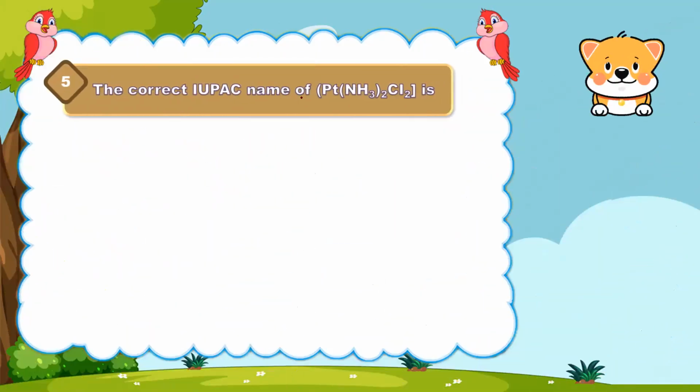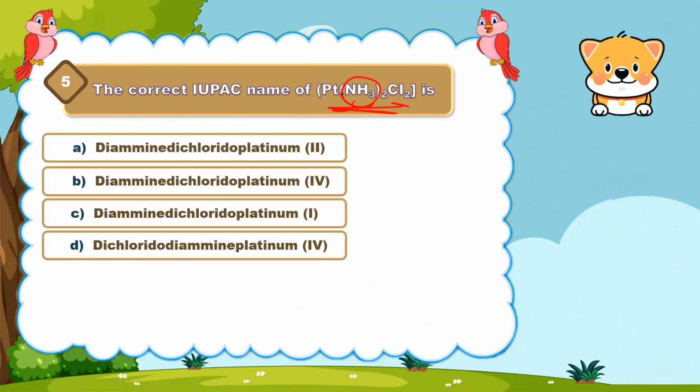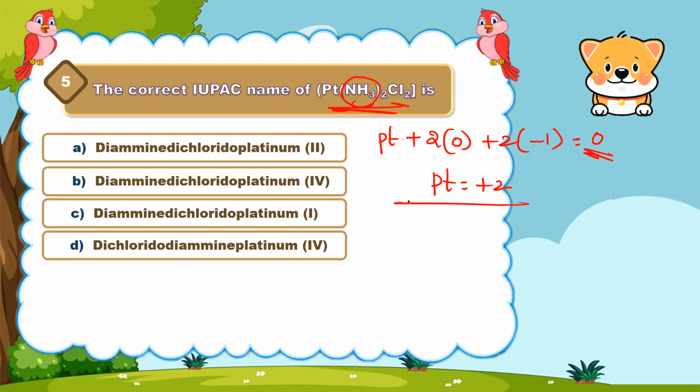For the correct IUPAC name of this complex, 2 ammonias are there, so diammine, and 2 chlorine are there, dichlorido. And platinum, what is the oxidation state of platinum? Ammonia is a neutral ligand, chlorine is a negatively charged monodentate ligand. There is no charge on the complex, so the total sum equals 0. Then the oxidation state of platinum is 2.